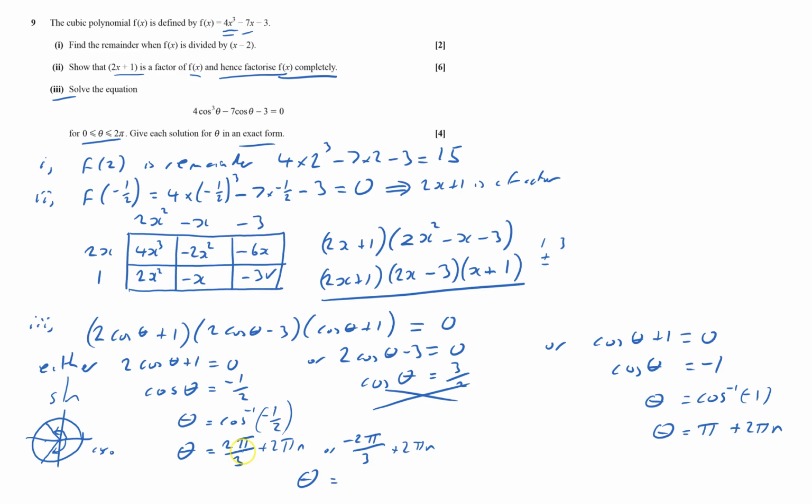So theta equals, first one I get is 2 pi over 3, and the next one I get is pi, and the next one is when I have one lot of 2 pi here, so this will be minus 2 pi over 3 plus 2 pi, which is 6 pi over 3, so that'll be 4 pi over 3. And the next one, well, I'm beyond 2 pi now. So those are the three answers, and that's question 9 and the whole paper done.